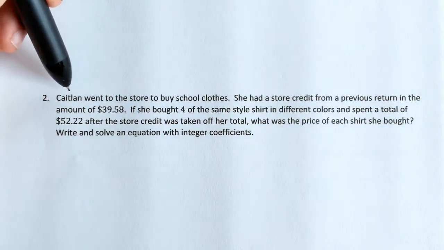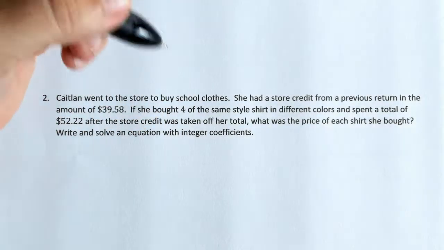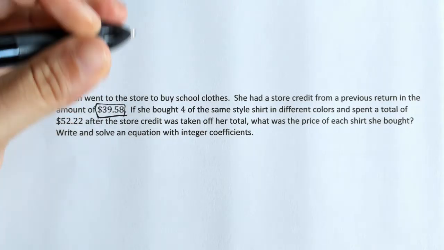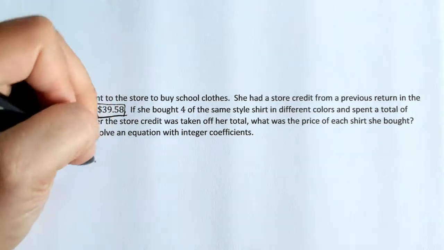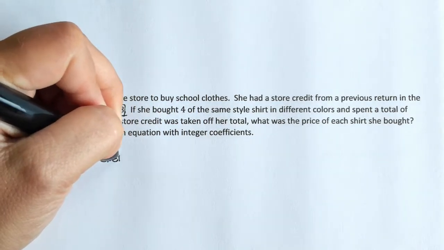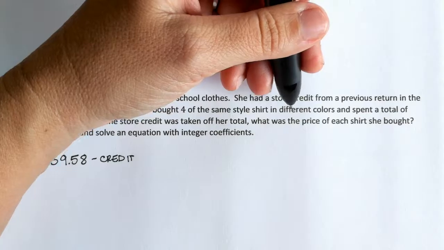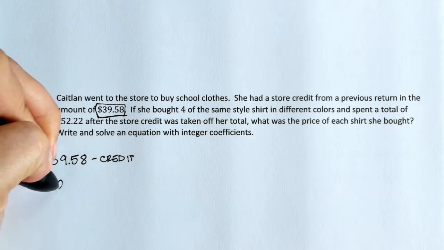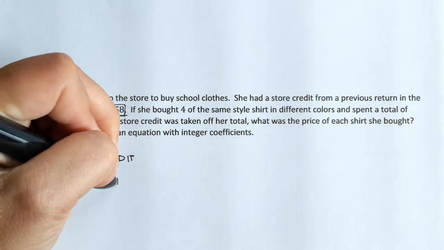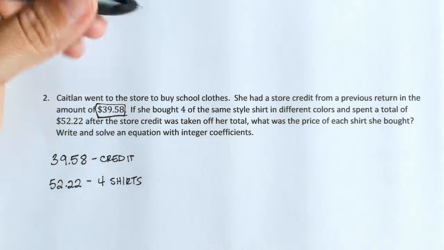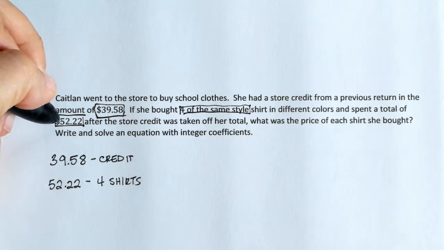Number 2. Caitlin went to the store to buy school clothes. She had a store credit from a previous return in the amount of $39.58. So that's pretty important. I'm going to write that down. I'm just writing some notes of what I see. $39.58 credit. If she bought 4 of the same style shirts in different colors and spent a total of $52.22, that was 4 shirts.